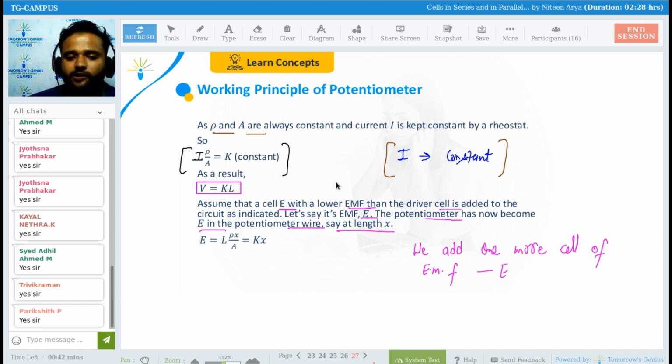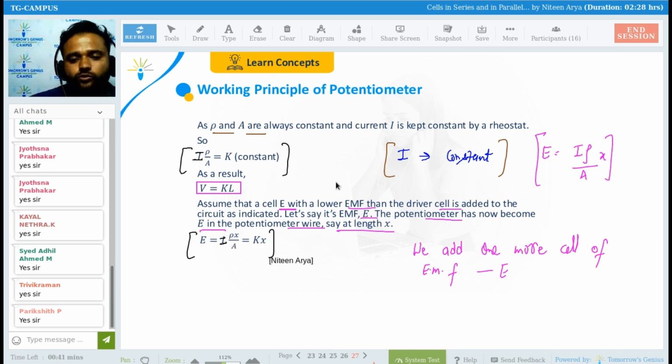Okay, and then this particular EMF, how can we find it? I rho upon A into X, at this particular length x. X is given in the question. So this is not L, this is I.